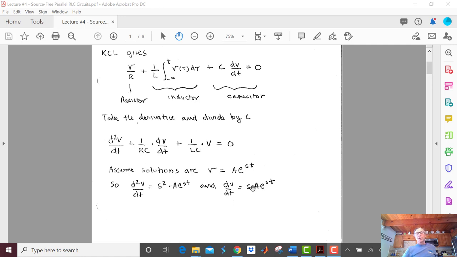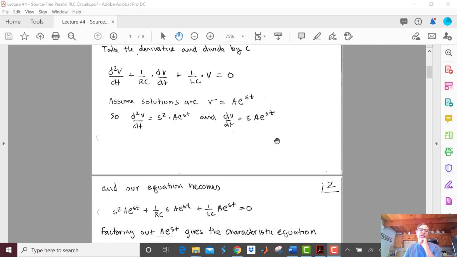If I want to get the second derivative, I just take the derivative of this, which really means I just put another s over here, and this part remains the same. So d squared v dt squared is equal to s squared A e to the st, and dv dt is s times A e to the st. We went into this in more detail in the last lecture, but you can see what we're doing. We can now substitute these expressions into our differential equation. The d squared v dt squared is going to go here, the dv dt is going to go here, and v is going to go here. So let's see what that looks like.